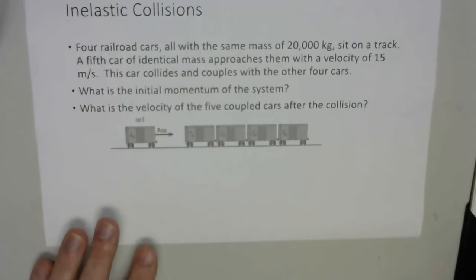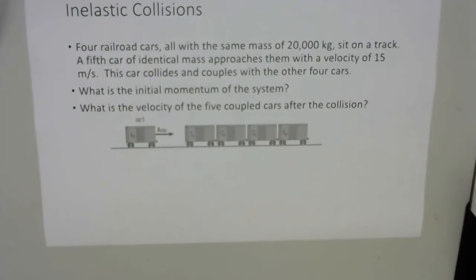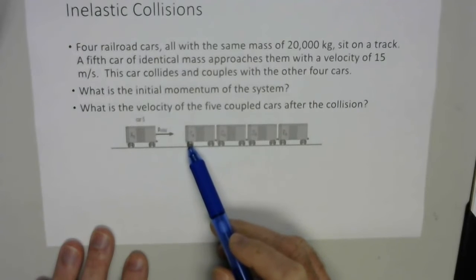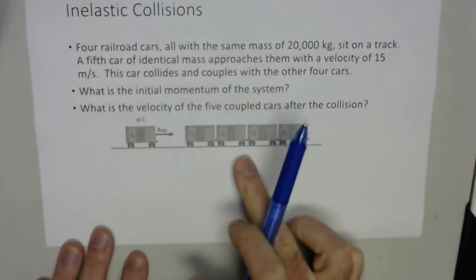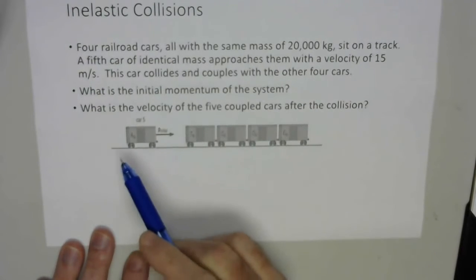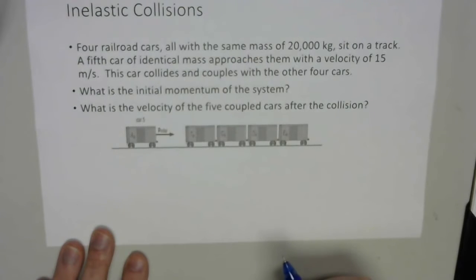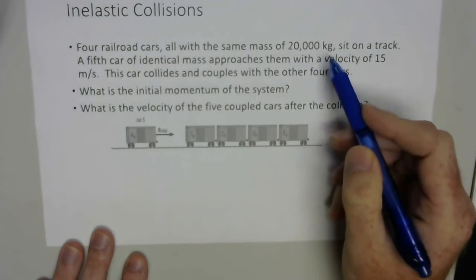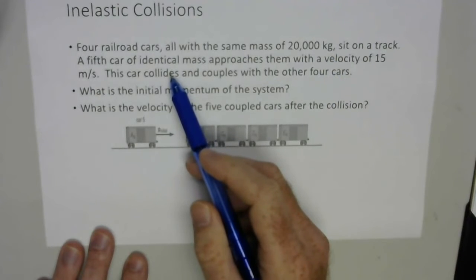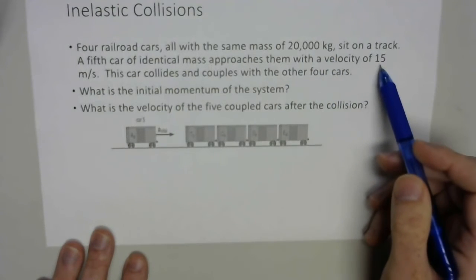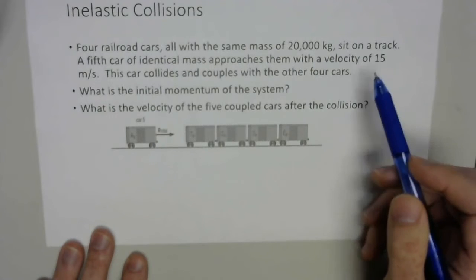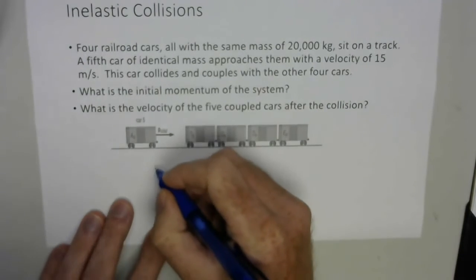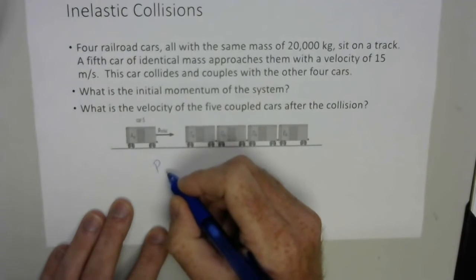This last problem talks about train cars coupling in an inelastic collision. That is, car 5 is going to come up and actually couple with car 4, and then they'll all move forward, but at a slower rate than car 5 was initially. All the rail cars are the same mass, so each car is 20,000 kilograms. The fifth car, with the same mass, has a velocity of 15 meters per second, and it collides with the other 4 cars. What's the initial momentum? That is the momentum of car 5.